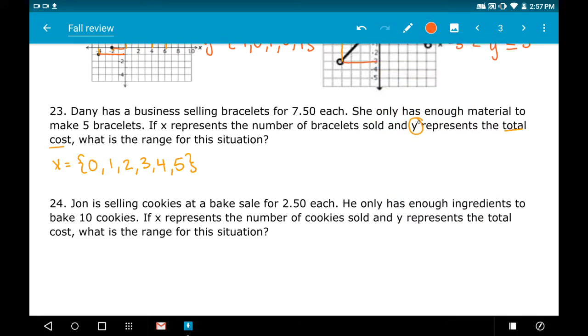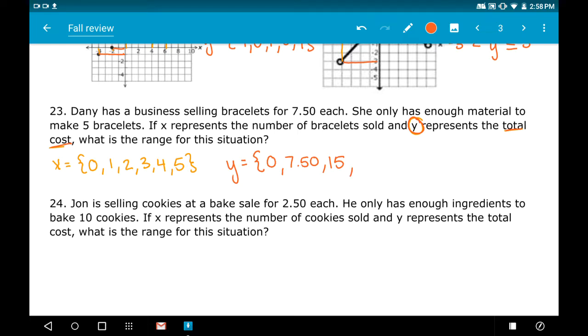But here we wanted our Y values. So we want to know the cost that she could have. So again, this is going to be discrete. So it's Y equals, we're going to make a list. If she sells 0 bracelets, she makes $0. If it's 1 bracelet, each bracelet costs $7.50. So for 1 bracelet, we would have $7.50. 2 bracelets, we would do $7.50 times 2, which is 15.